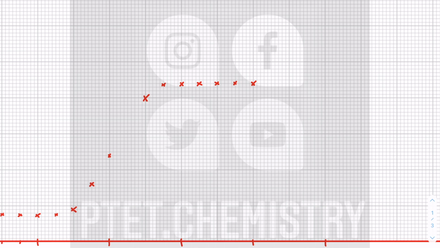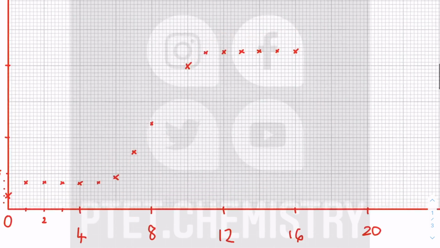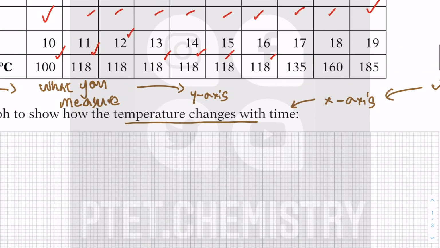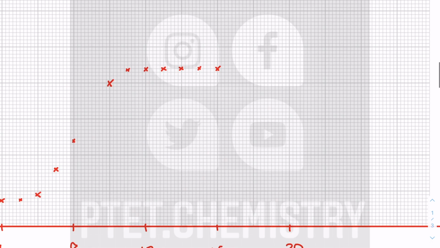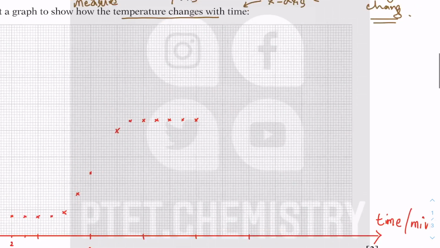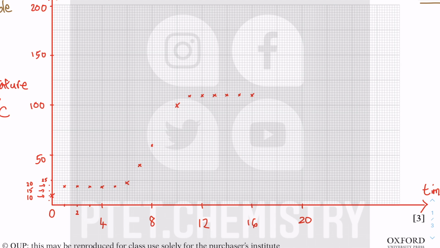So it's not that bad. As you can see, this is a heating curve: constant, goes up and then constant again. And then 17 is 135, 18 is 160. Okay, I do 18 first. 18 is 160, that's the easy one. 18 and 160.